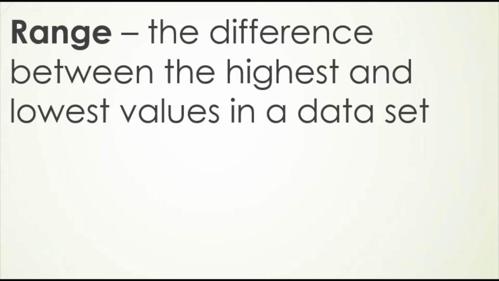In this lesson and the next lesson, we're going to be talking about ways to measure the variation in a distribution. And the first way is going to be with the range. The range is simply the difference between the highest and lowest values in a data set. So we find the highest or maximum value in the data set and subtract from that the lowest or minimum value in the data set. And that difference we call the range.